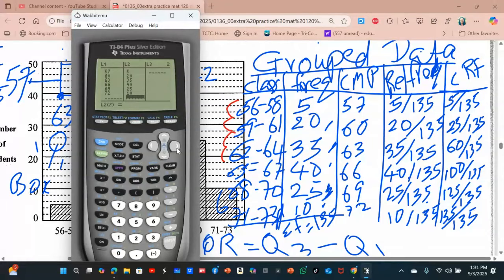Okay, so now that we have the class midpoint in L1 and frequency in L2, we can do one variable stat again. So go to stat, arrow to calc, one variable stat, and then L1 is my class midpoint. Whenever you have grouped data, the class midpoint has to be the first list. Then the frequency will be the second list. So second L2 to put the frequency in there, because I have a frequency list. I'm going to calculate again.